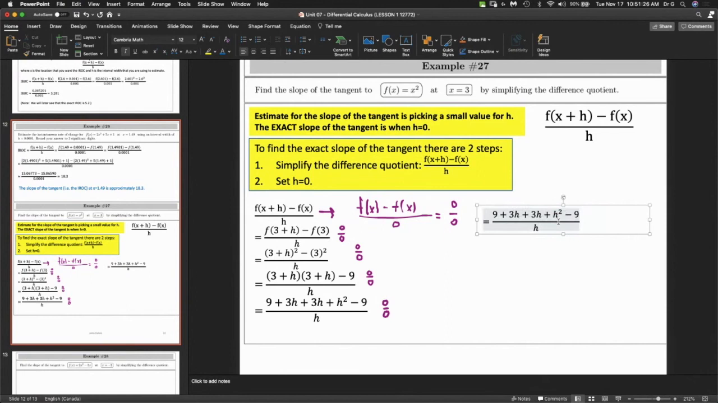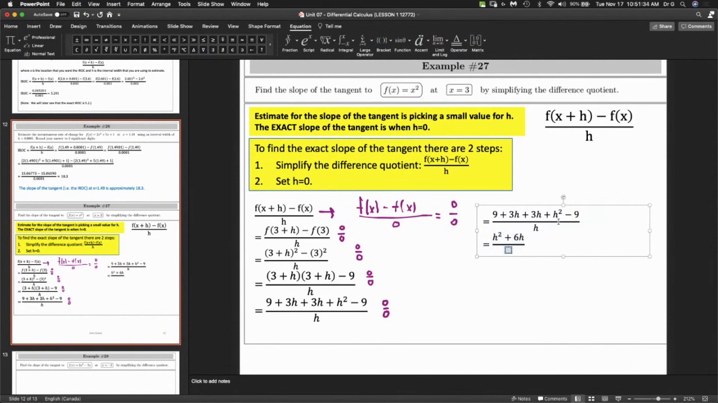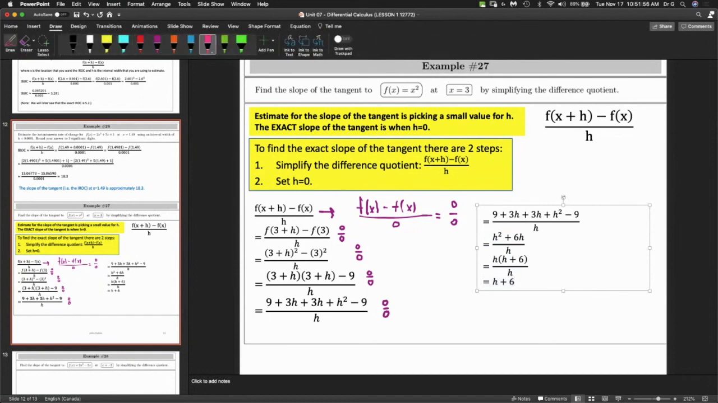So if we look here, the 9's cancel. So we get h squared plus 6h over h. And we're almost there, because you can take an h out. This reminds you possibly of the algebra that we were doing with limits in the first hour. But those h's cancel. So guess what? Once you cancel those h's, there you're good.